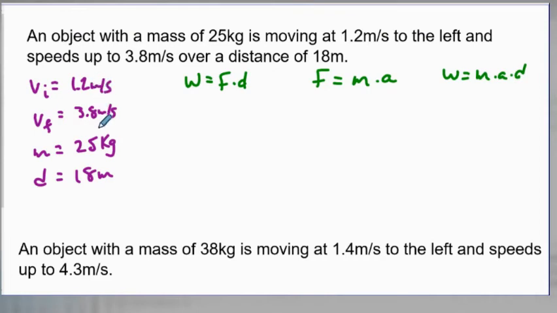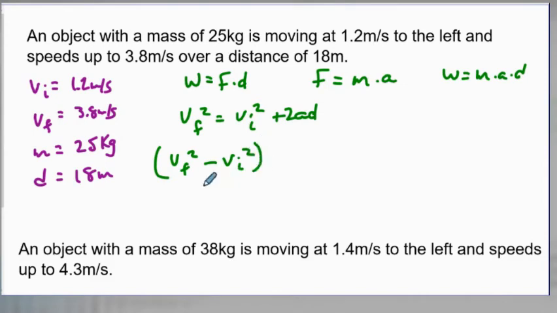Now, having our initial velocity, our final velocity, and our distance, we can use one of our kinematics equations. How about this one? Vf squared equals Vi squared plus 2 times a times d. And if you forget how to rearrange these, go back to the kinematics equations. With a little bit of algebra here, I see that Vf squared take away Vi squared, divided by 2d, will equal my a.